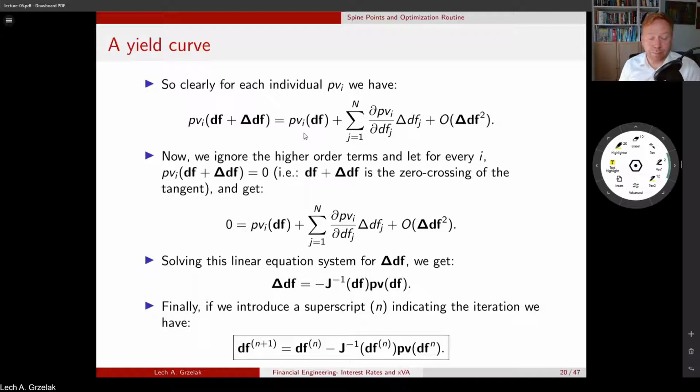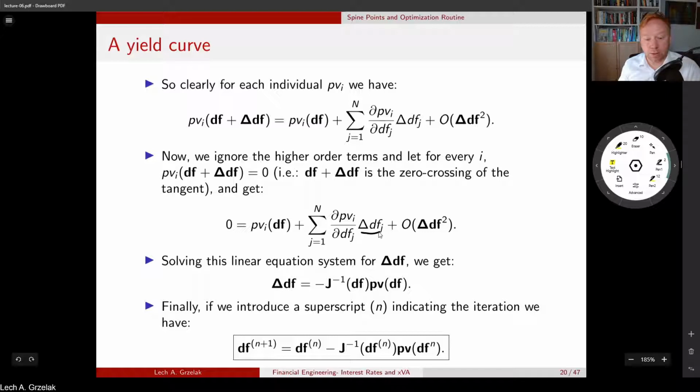So we have PV_i at df, then we have this summation, and this is the term what we have for the error. And okay, what we see is that because we force this term to be equal to 0, then what we can do, we can find out what is the next.